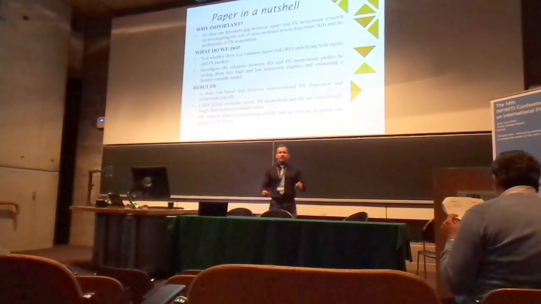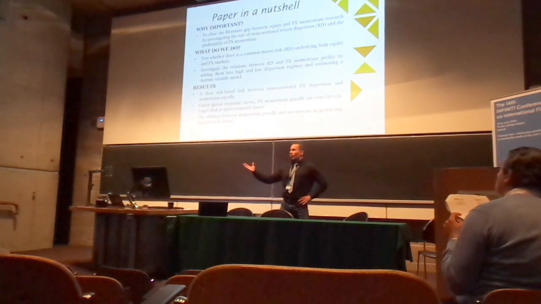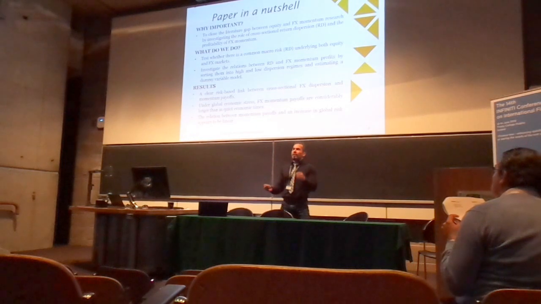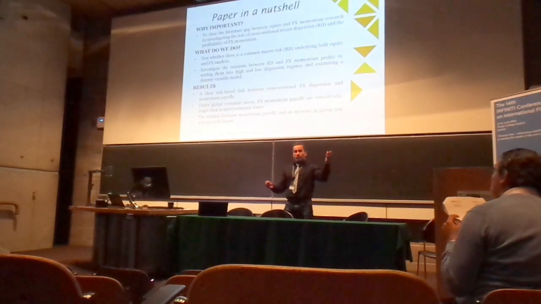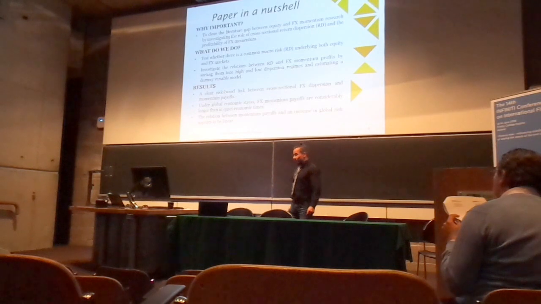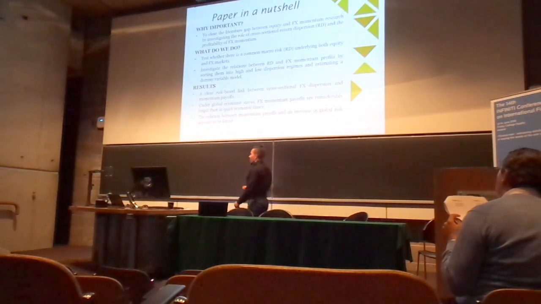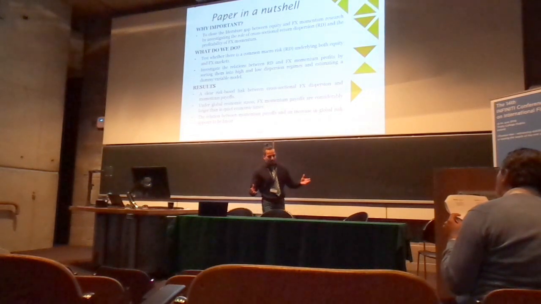The purpose of this paper is to close the gap between equity and currency market momentum research by establishing a robust link between cross-sectional currency return dispersion and the payoffs of the momentum anomaly in currency markets. This is the academic story behind it, but there's of course also a factual story behind the paper.